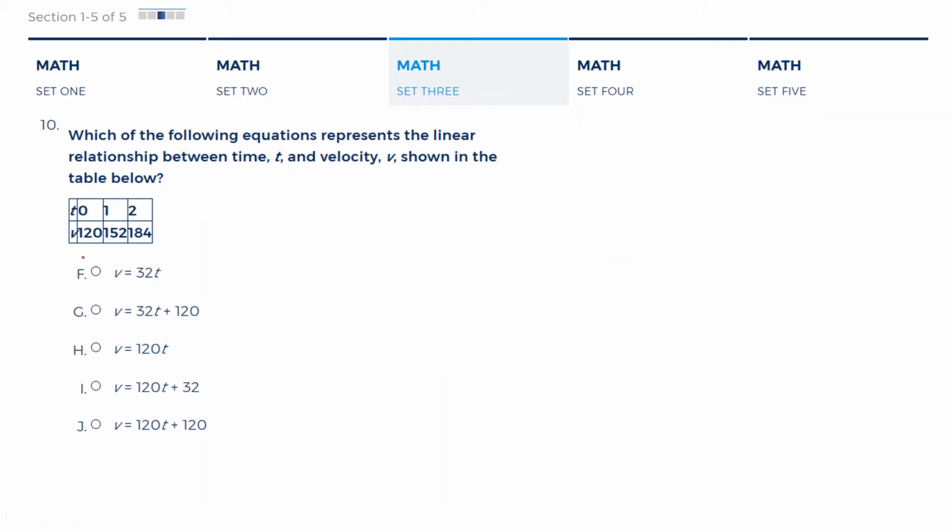All right, which of the following equations represent the linear relationship? Okay, that's actually simple. So let's look at the slope. Slope is 32, so it's either F or G. All these others are out. And it is G because when t is equal to 0, yes, G.